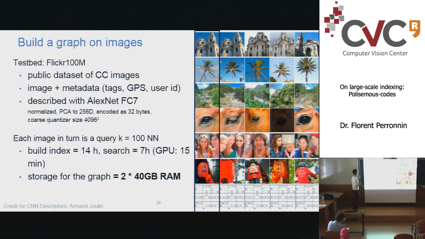To be honest, we couldn't do much more than 100 million images on a machine currently, not because of the speed, but because of the need to store the graph, and just storing the graph takes an enormous amount of time. So here the graph is, for each of the 100 million images, we store the 100 nearest neighbors.